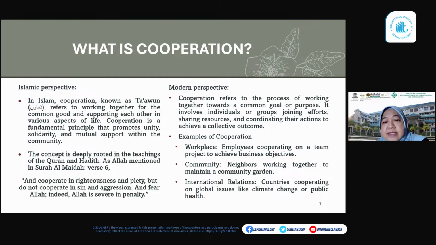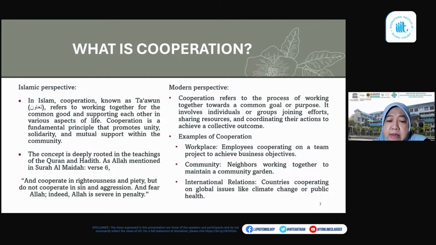From my right side, we will try to define cooperation as referring to the process of working together towards a common goal or purpose. It involves individuals or groups joining effort, sharing resources, and coordinating their actions to achieve a collective outcome. Just like in last week's discussion, we will take a look at both cooperation and conflict from the micro level, the meso level, and the macro level.